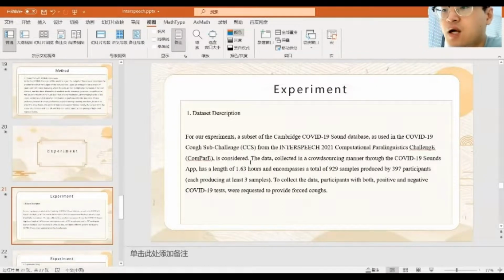The dataset described for our experiments is a subset of the COVID-19 data, using the COVID-19 Cough sub-challenge from the INTERSPEECH 2021 competition. These data were collected in a crowdsourcing manner through a COVID-19 survey app. It has a length of 1.63 hours and encompasses a total of 929 samples produced by 397 participants, each producing at least 3 samples. Participants with both positive and negative COVID-19 tests were requested to provide cough recordings.